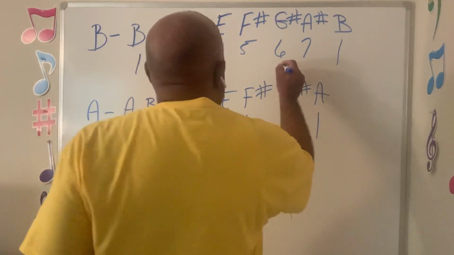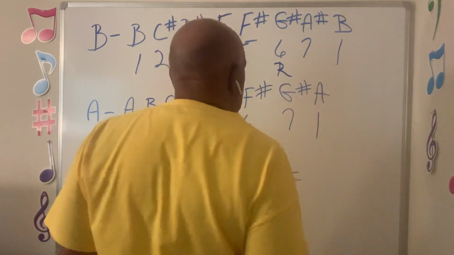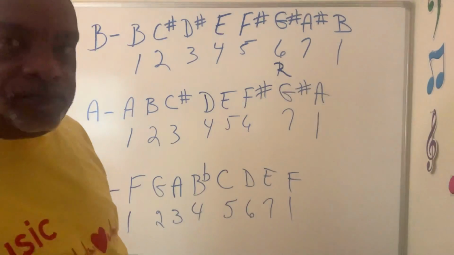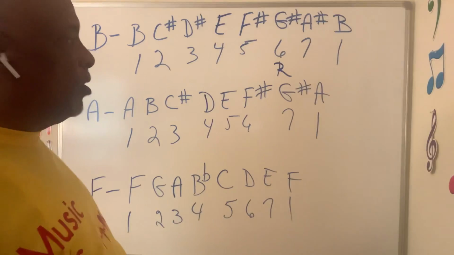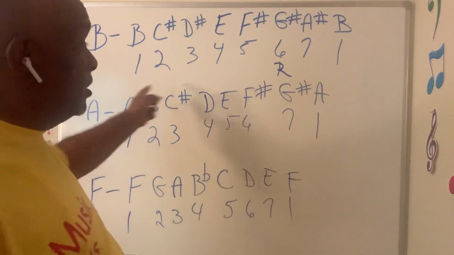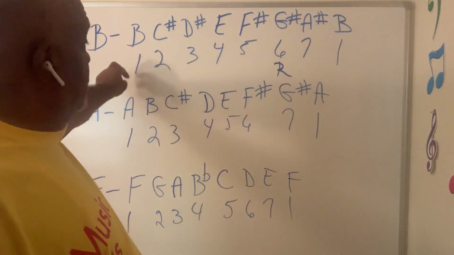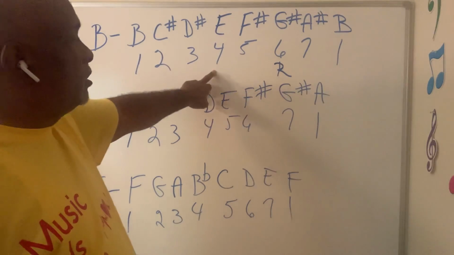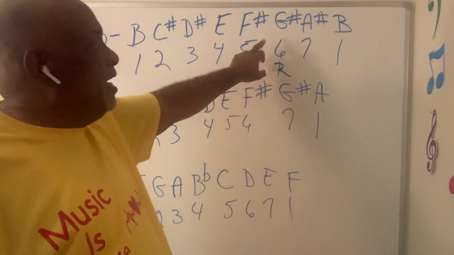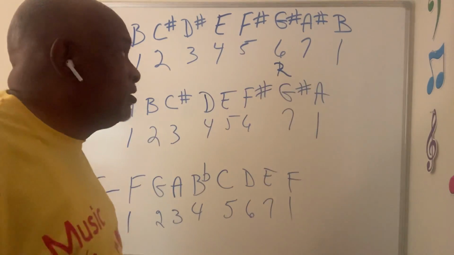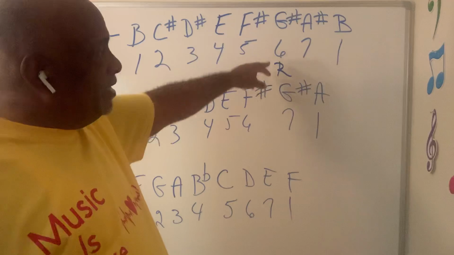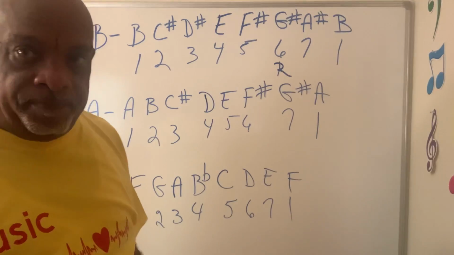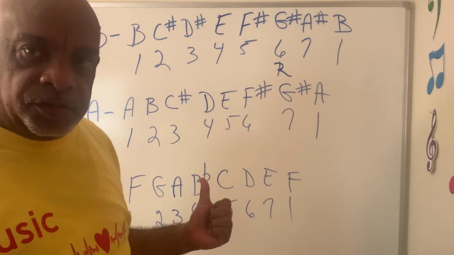I'm going to put R for relative minor. One more time. In order to find the relative minor, you count up 6. B is the 1, C sharp is the 2, D sharp is the 3, E is the 4, F sharp is the 5. The 6 is G sharp. So the 6 is the relative minor of the B major scale.